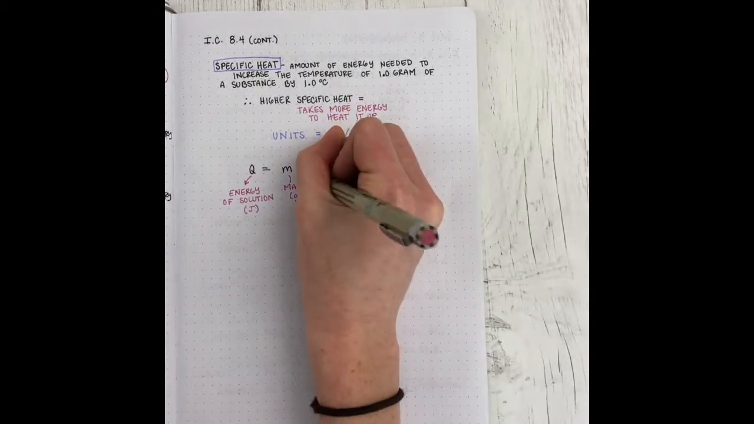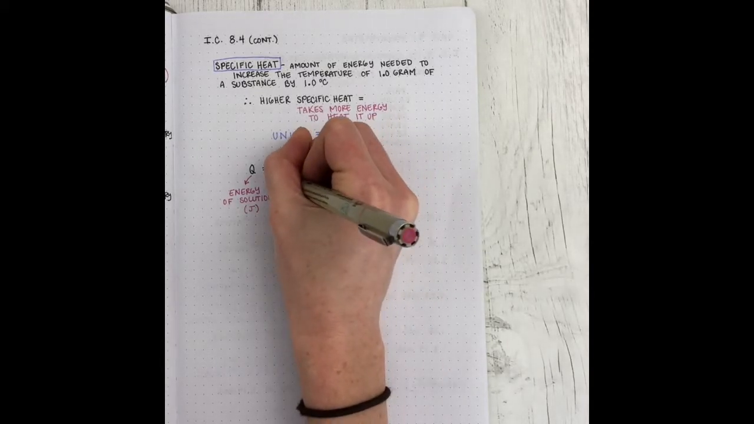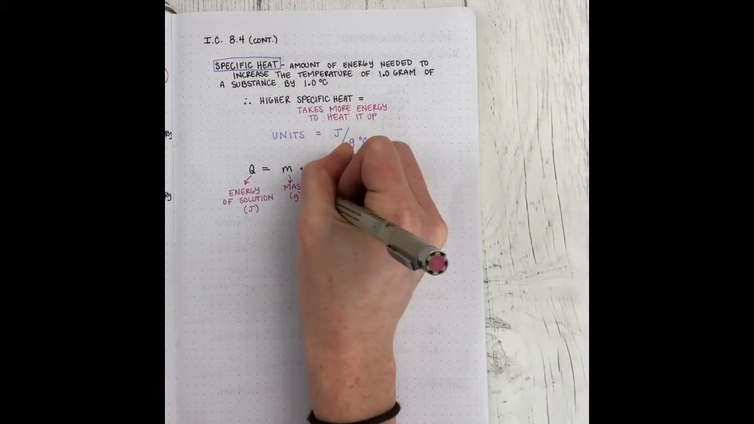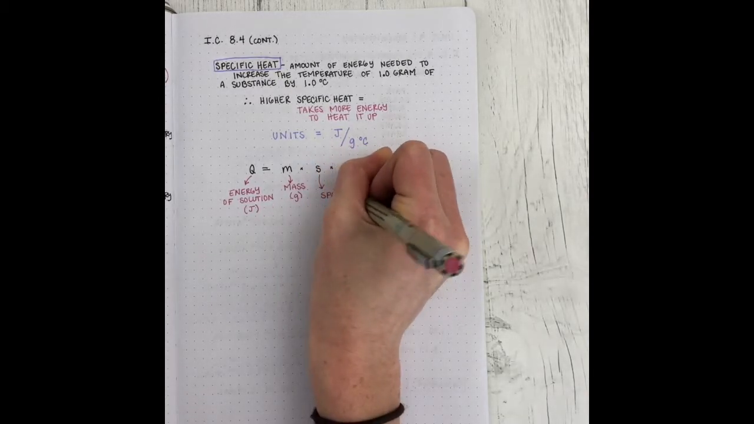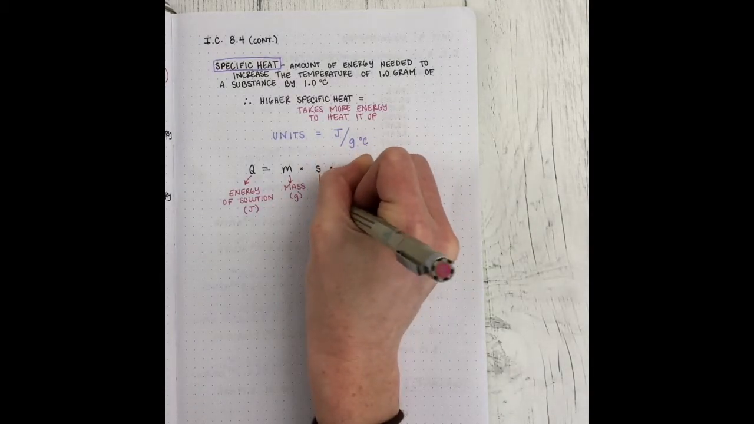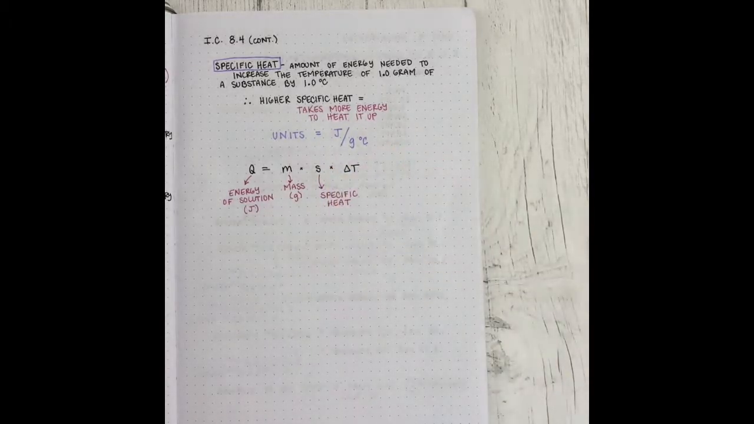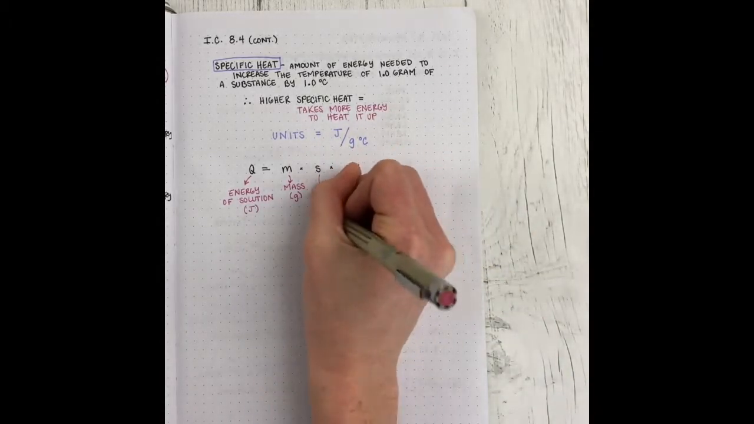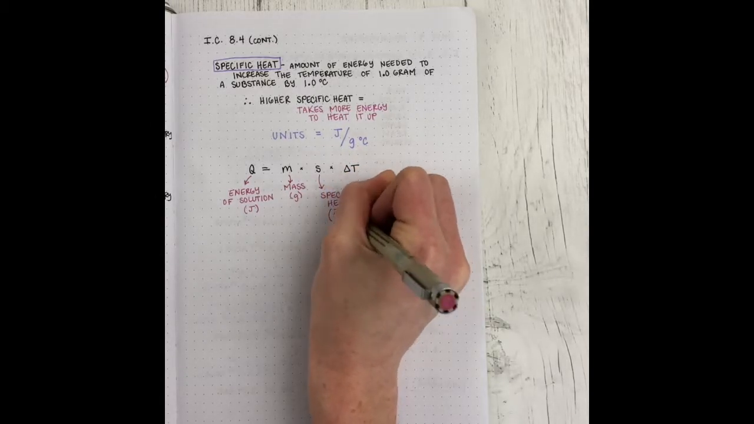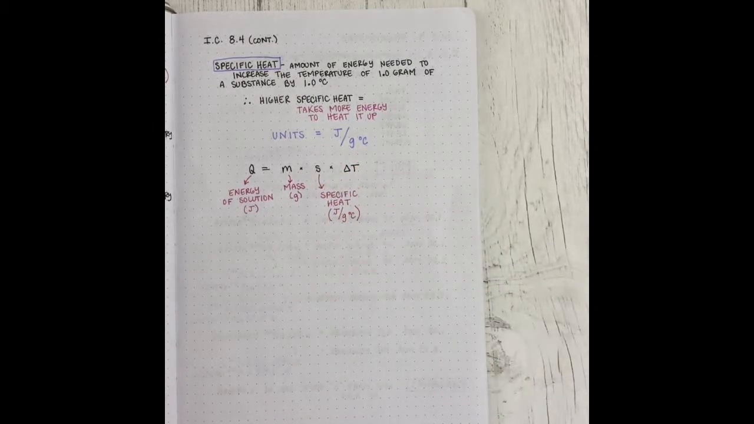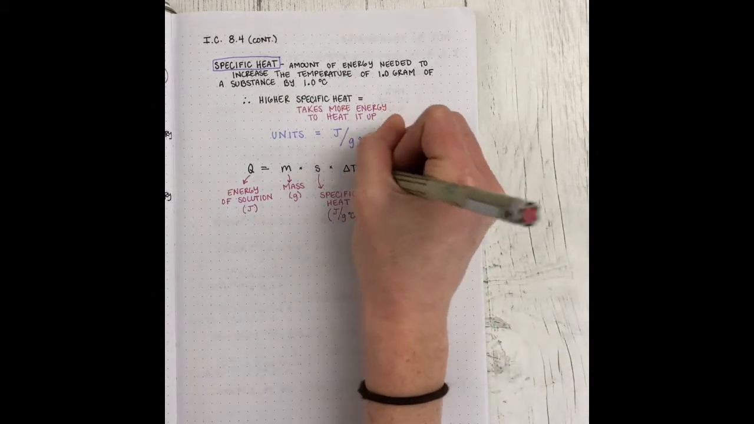The S is the specific heat. I always like to use S for specific heat. However, you will see certain textbooks and worksheets use C for specific heat. Not sure why. S makes a whole lot more sense because specific heat starts with S, but there you have it. So that's specific heat, and the units for specific heat are joules over grams times degrees Celsius, as we've already written above.